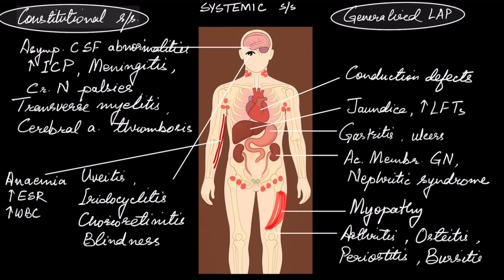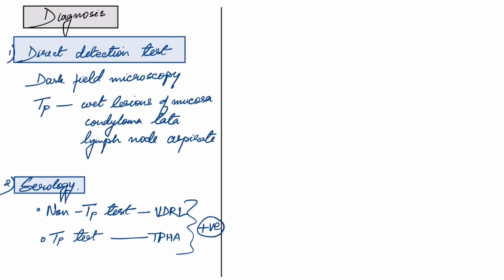To understand why these many symptoms present in secondary syphilis, you should know the pathogenesis of secondary syphilis, which I have explained in detail in the first part of the syphilis lectures. Now moving on to the diagnosis of secondary syphilis. Dark field microscopy very easily detects the treponemes in the wet lesions of mucosa, especially the condyloma lata, which are teeming with bacilli, and the lymph node aspirate.